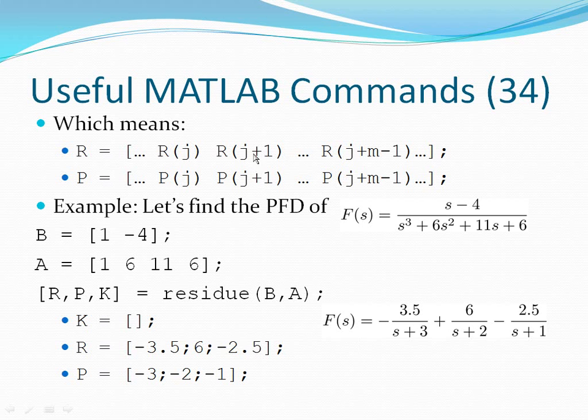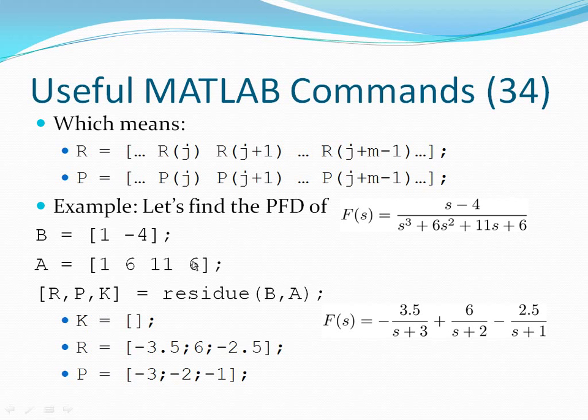So let's find the partial fraction decomposition of this. For example, if I wanted to do s minus 4, you'll have 1, -4, and then if I wanted to code the denominator, you'll have 1 for s cubed, 6 for s squared, 11s, and 6. And then when you run the residue function, this is what you're going to get.